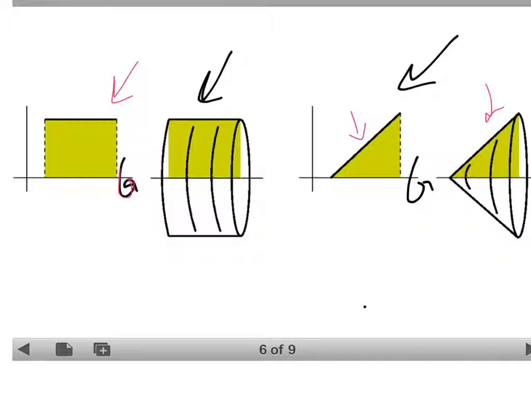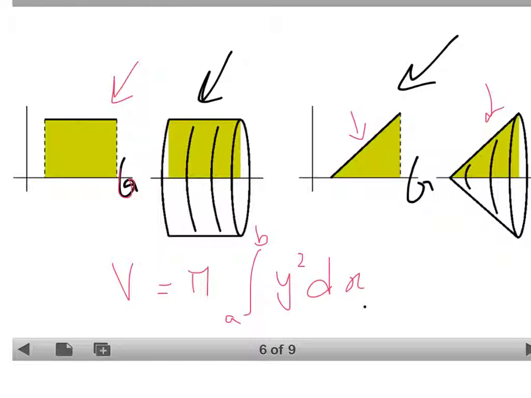So this is when you are revolving anything about the x-axis, and the formula that we will be using, volume is equal to pi from a to b y squared dx, or it could be f of x squared dx.